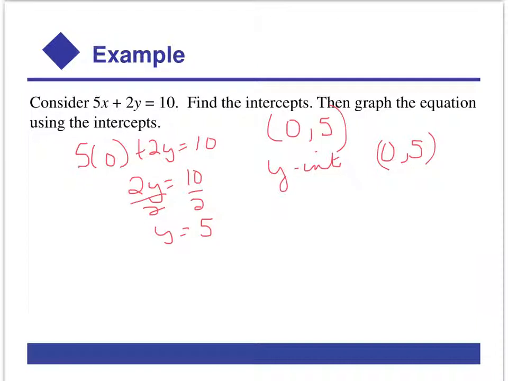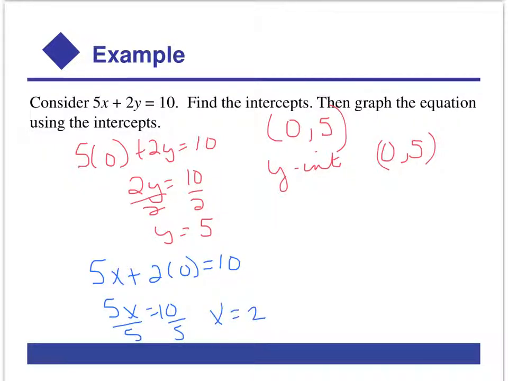Now we need to see where our x-intercept is. So now we're going to let y equal 0. So now I have 5x plus 2 times 0 equals 10. So now I have 5x equals 10. Divide both sides by 5, x equals 2. So now we have (2, 0), and this is the x-intercept.